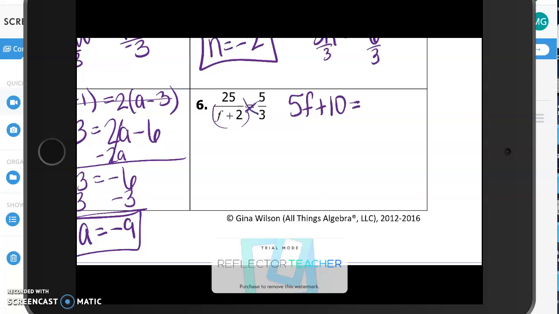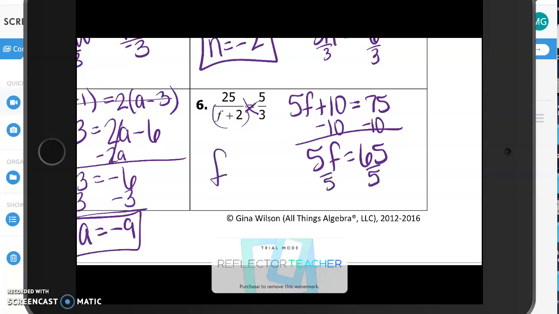Then 3 times 25 is 75. Subtract 10 from both sides. 5f is equal to 65. Divide both sides by 5, and f is equal to 13.